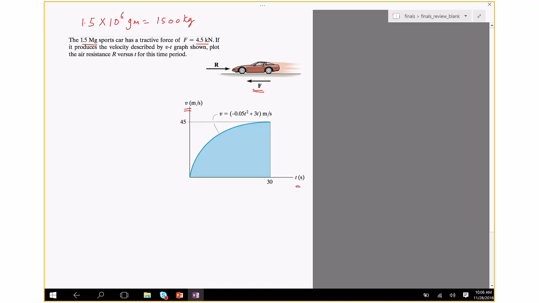So the tractive force F is a force which is developed on the tires of the car when you accelerate, when the engine works to power the car, right? That's the force which is pushing the car forward. There's going to be resistance, wind resistance, and so on. That is all marked as R. We have to find R such that we'll produce this particular VT profile.